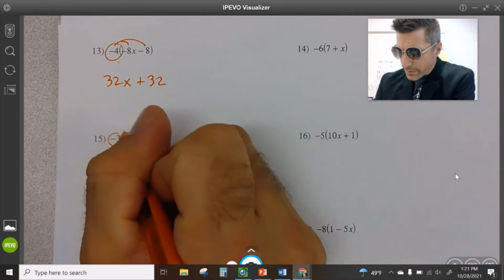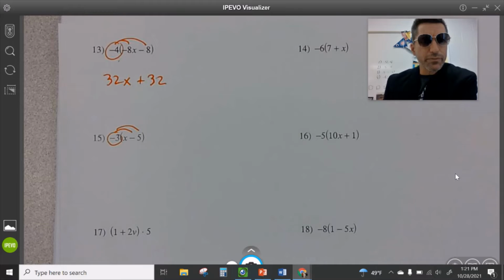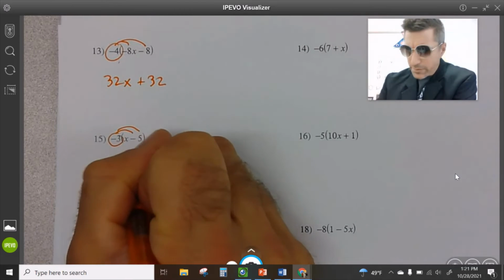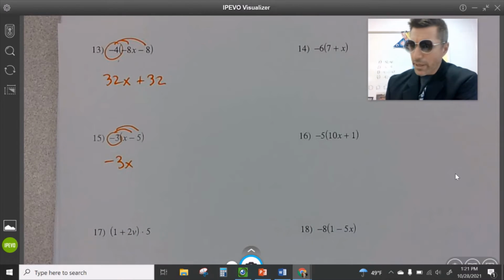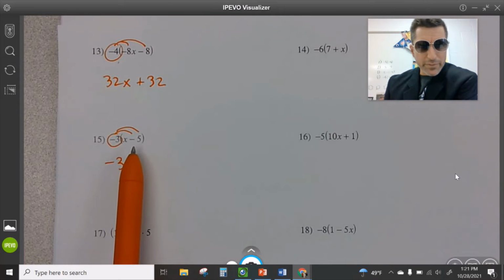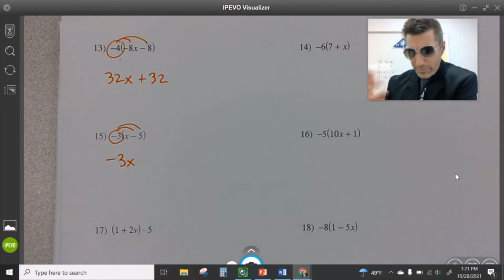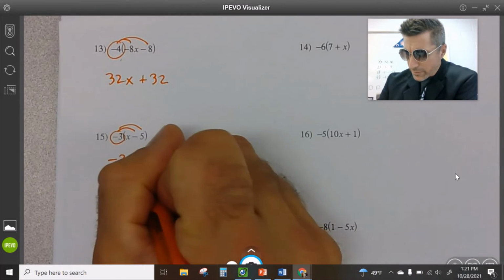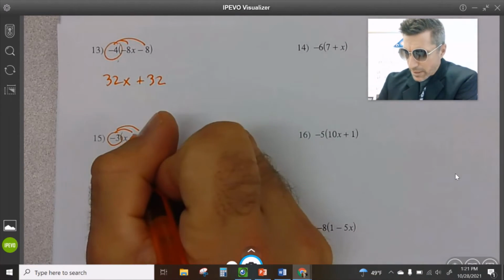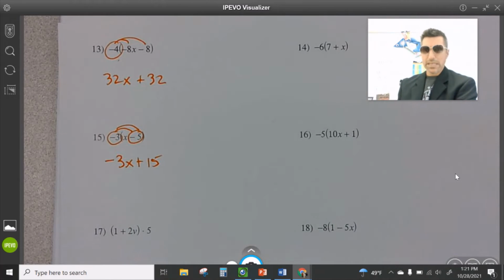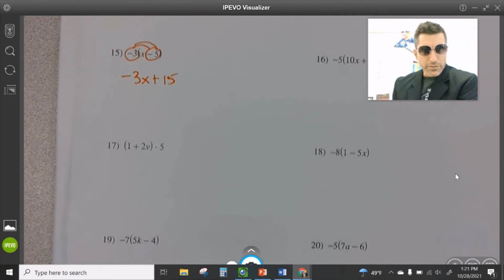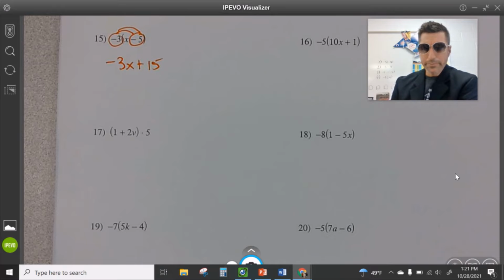I think it's time to wear the glasses again. This one will go better if I have my glasses on. -3 times x is -3x. And -3 times, that looks like a -5 to me. You can argue with me if you want. But it looks like a -5. It's -5, whatever. Plus, because a negative times something that's negative is positive. I'm just going to keep saying that over and over again until you get tired of it, basically.